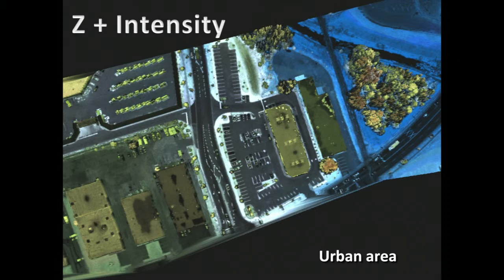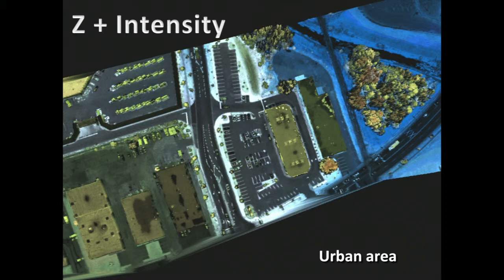So the blues just signify the lower elevations, and the browns and greens represent higher elevations, but the shading that you can see is the signal intensity. So these white lines, for example, clearly that's not a three-dimensional attribute in the data. Those are actually the white lines in the street, and it's the intensity that brings those out.